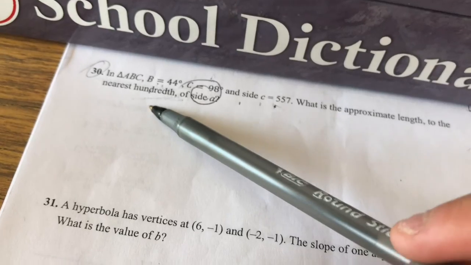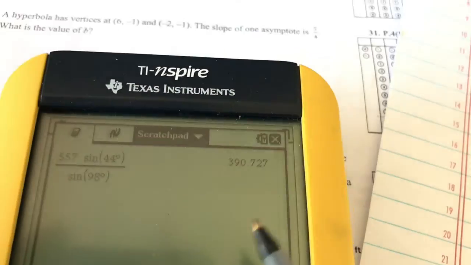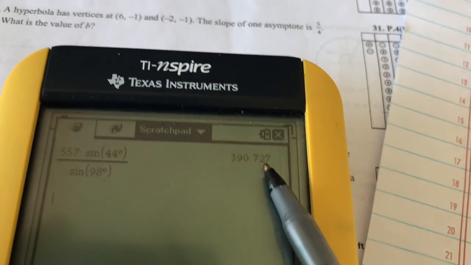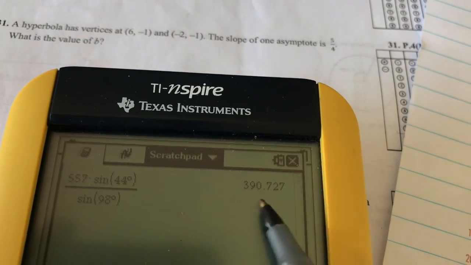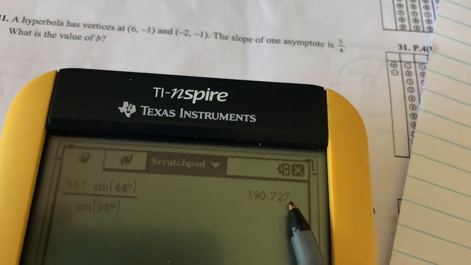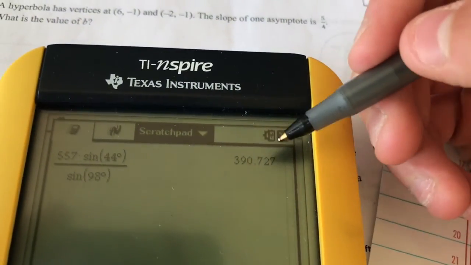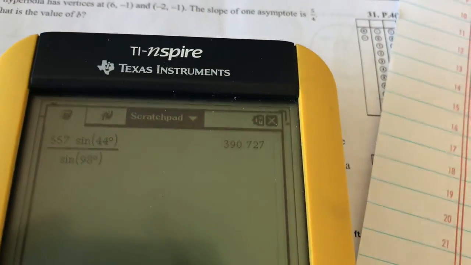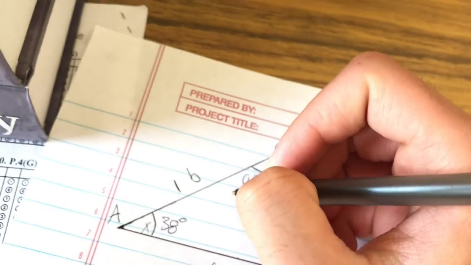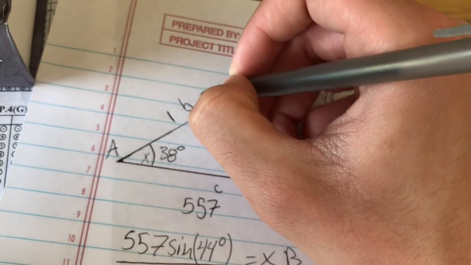But the question asked us to round to the nearest hundredth, which is the second digit after the decimal. So we'll have to round that. It'll be 390.73. So that'll be our B length.